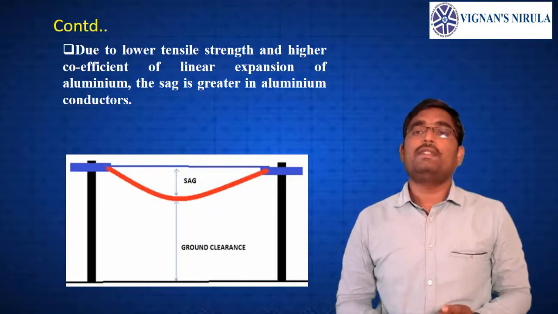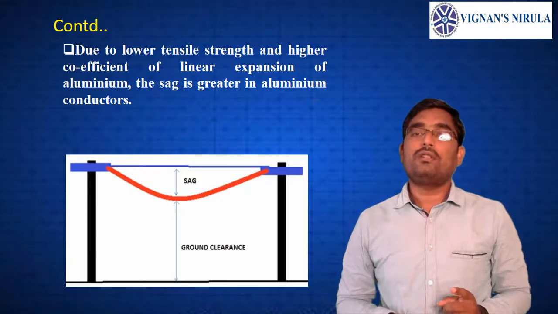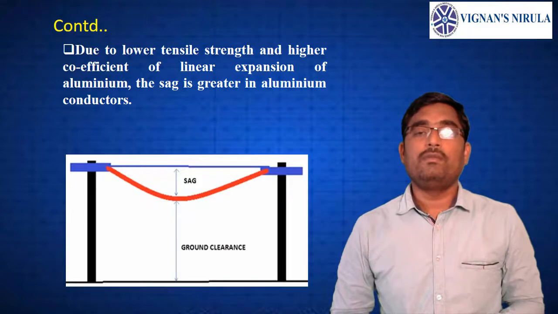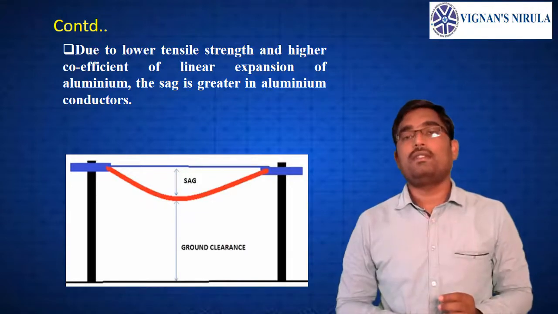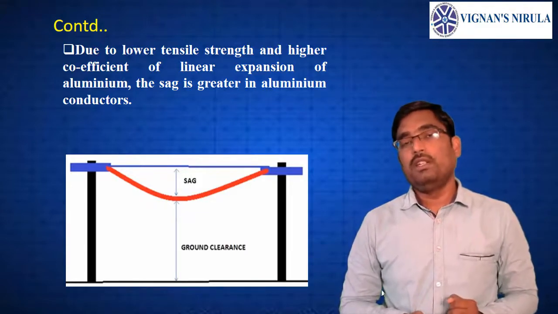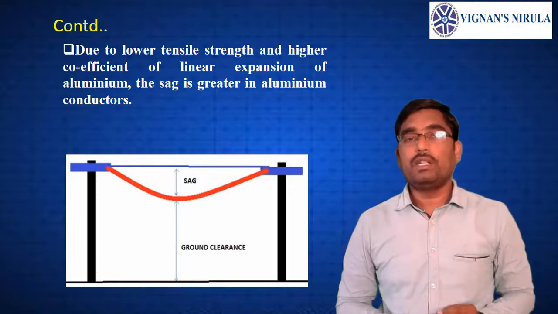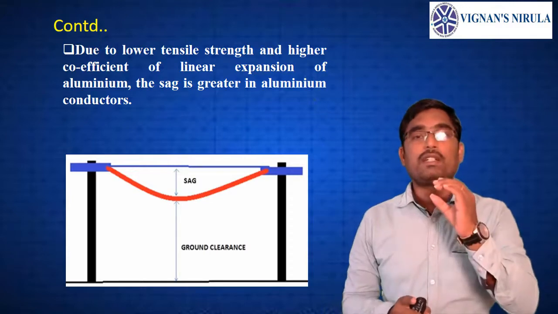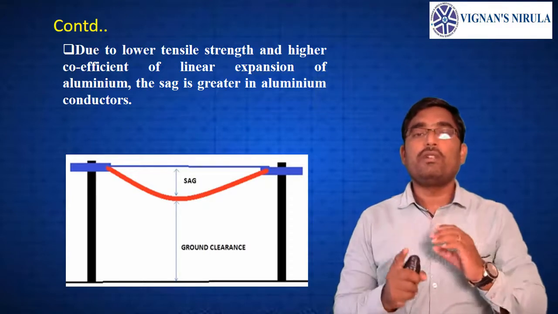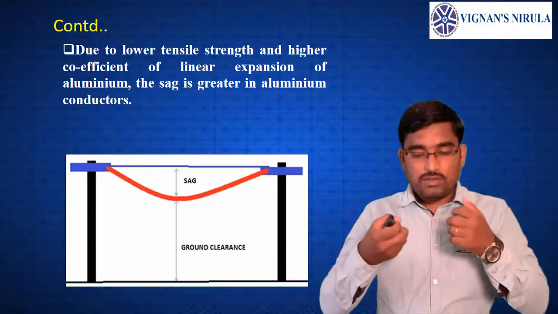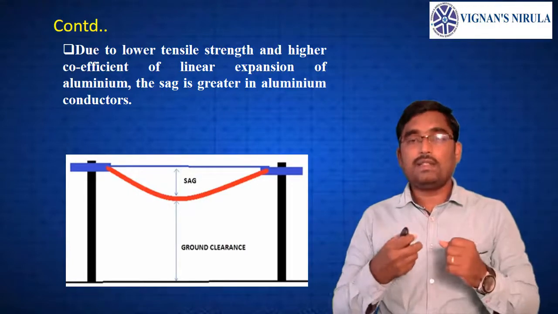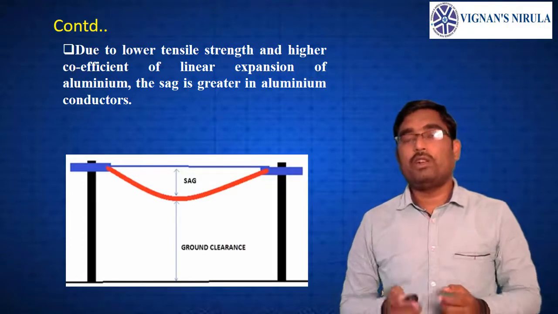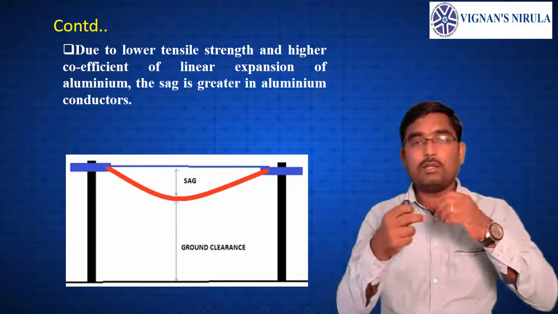Due to lower tensile strength and higher coefficient of linear expansion of aluminum, the sag is greater in aluminum conductors. Because of temperature variations, the variation in the length and size of the conductor material is more for aluminum when compared to copper. So the sag is greater in aluminum conductors. According to temperature, the length of the transmission line may vary.